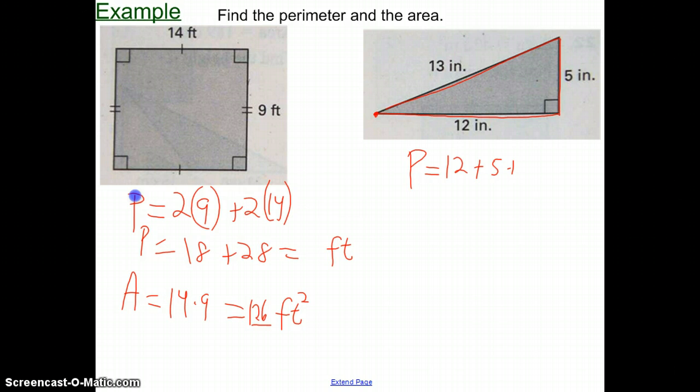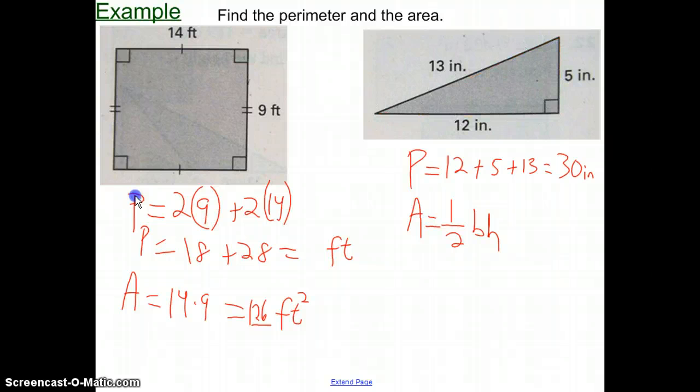12 plus 5 plus 13, which is 18, 20, 30. And it's a length. Perimeter is a length, so each of these side lengths was in inches. For the area of a triangle, 1/2 times the base times the height. Remember, base and height must be perpendicular to each other.